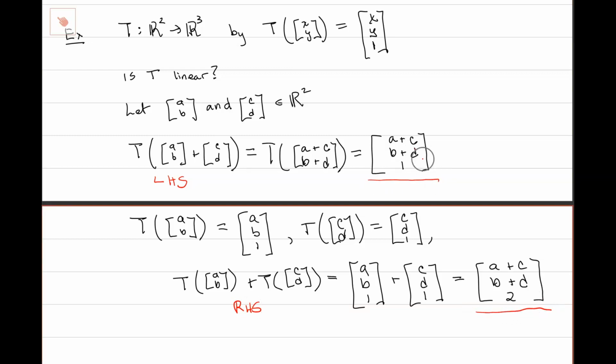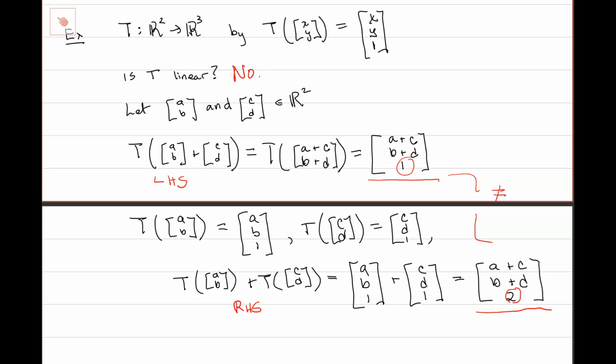Well, their first two components match, but their third one doesn't, right? This one is a 2 and this one is a 1. So this transformation fails to be linear by failing that first condition. So the answer to this question is no, it's not a linear transformation. We could check that other condition.